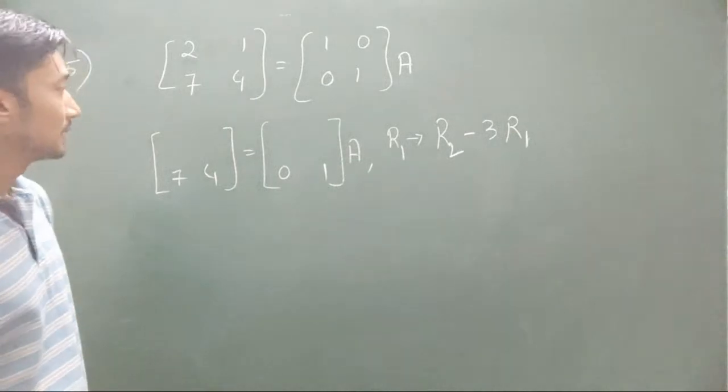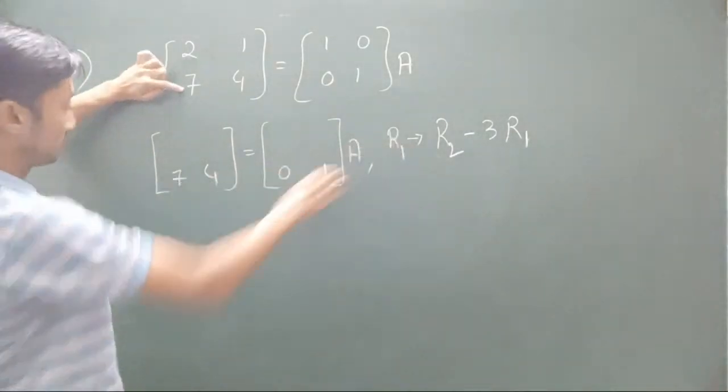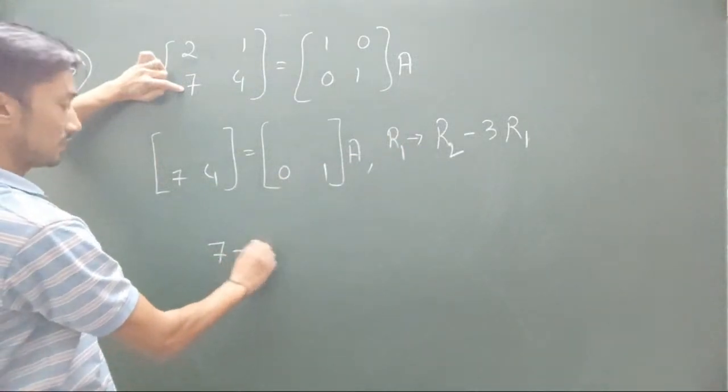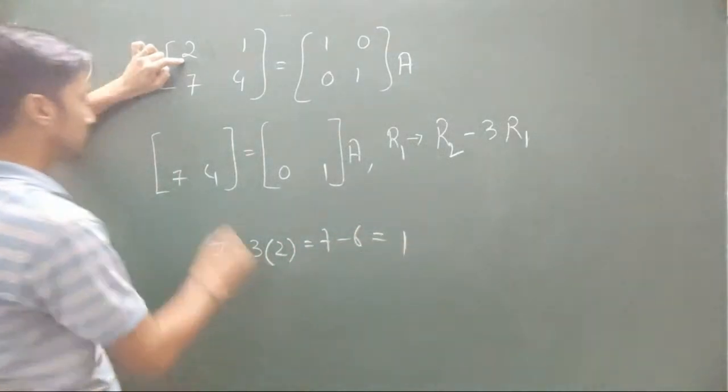Alright, let's focus now. R1, what am I planning to do here? R2 minus 3 times of R1. So that's 7 minus 6, 1.